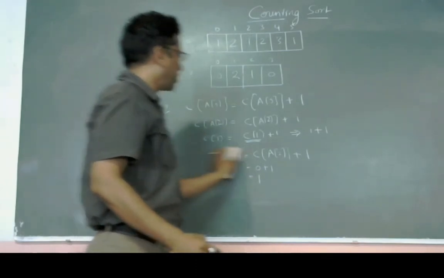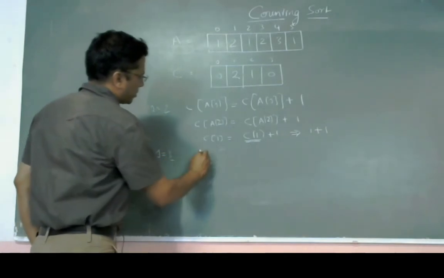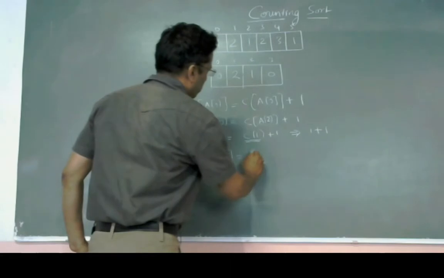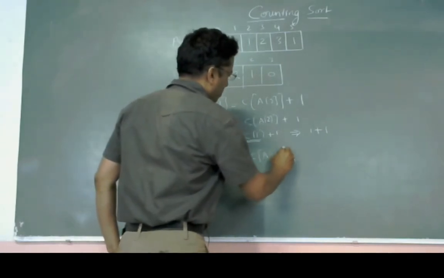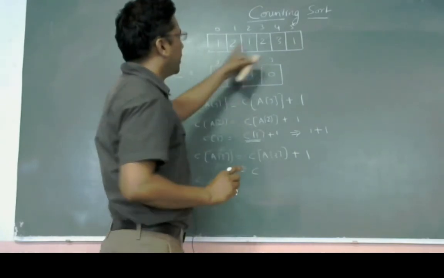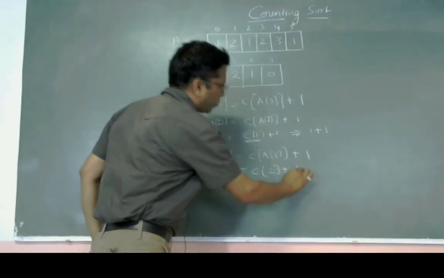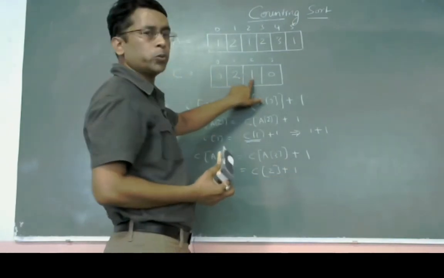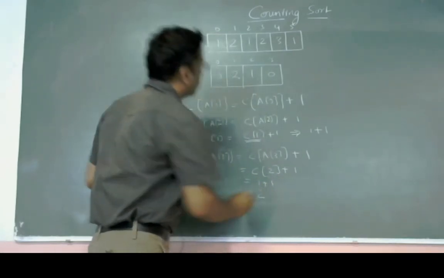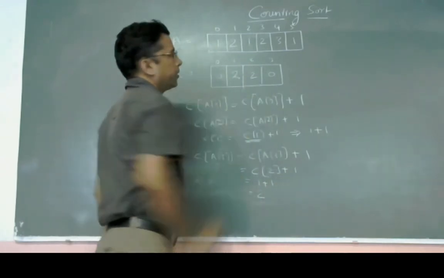Now for j equals to 3, C[A[3]] is equal to C[A[3]] plus 1. A[3] is equal to 2, meaning C[2] plus 1. The value of C[2] is 1, so this will be 1 plus 1 equals 2. So again the value of C[2] becomes 2, right?